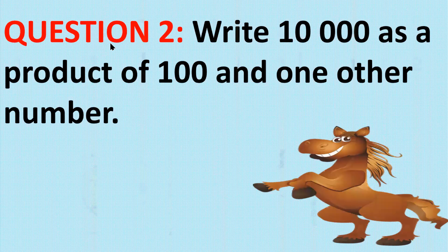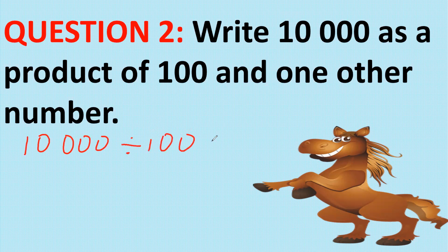So let's see what's next. Another question. Write 10,000 as a product of 100 and one other number. So how can we get the answer for this? 10,000 divided by 100. You can write 10,000 divided by 100. For this kind of question, what was our easy way? Just cancel zeros. We have 2 zeros, 2 zeros cancel. What's left? 1 and 2 zeros left. So you can write 100.